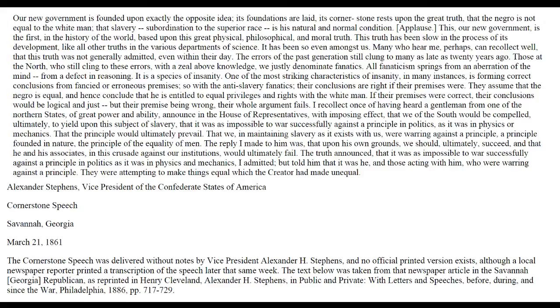I almost don't want to read it, but right immediately after that is the word applause, meaning people were applauding. Clapped. They were like, yeah!